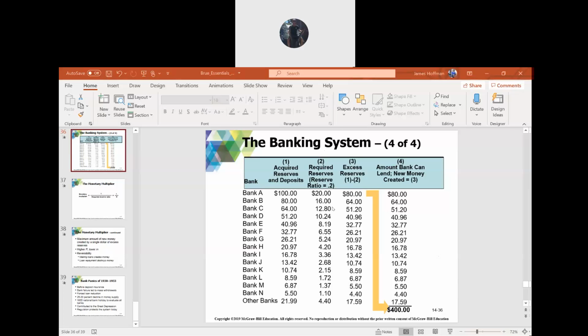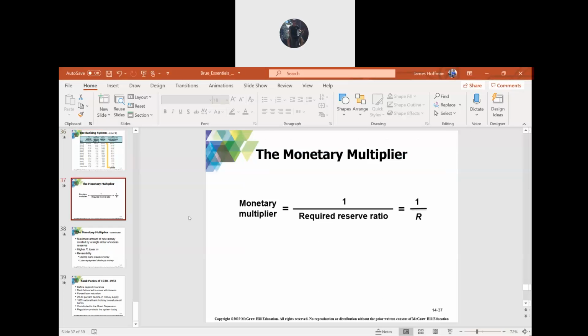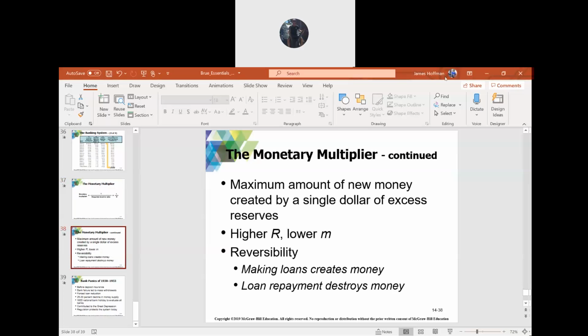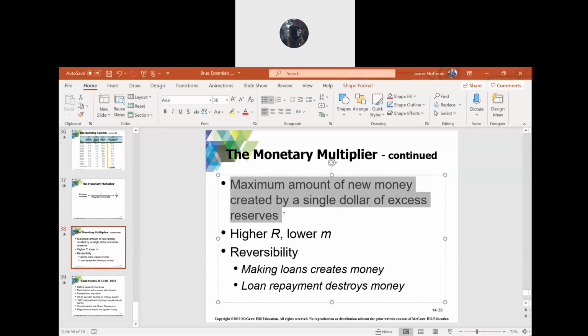Okay, so the reserve ratio can be different, or the deposit can be different, but the concept is the same. This is always how you get the monetary multiplier, and this is always how you show how much money can possibly be created by just one excess reserve deposit. So the monetary multiplier is the maximum amount of new money created by a single dollar of excess reserves.